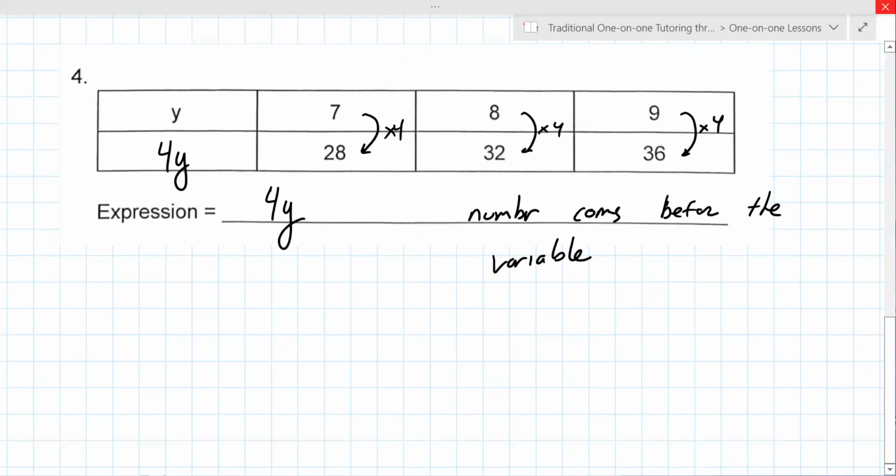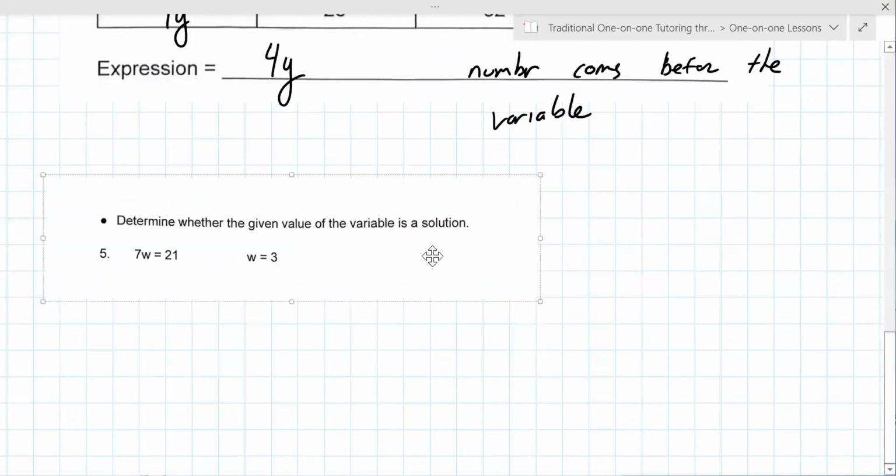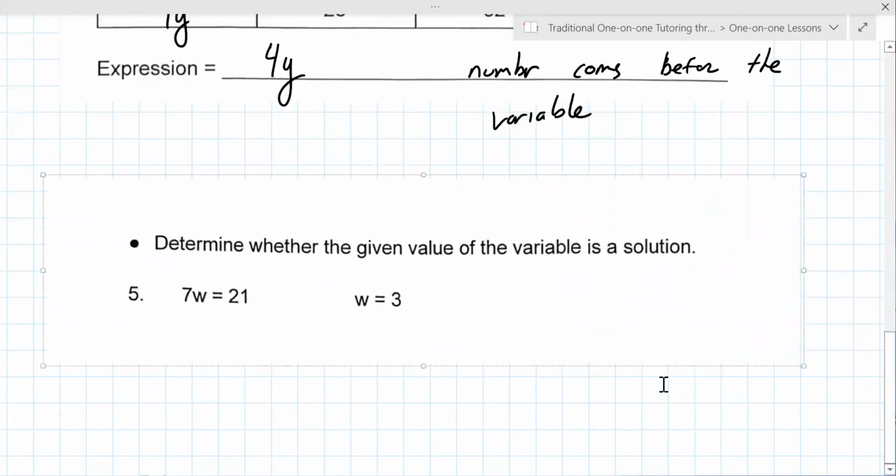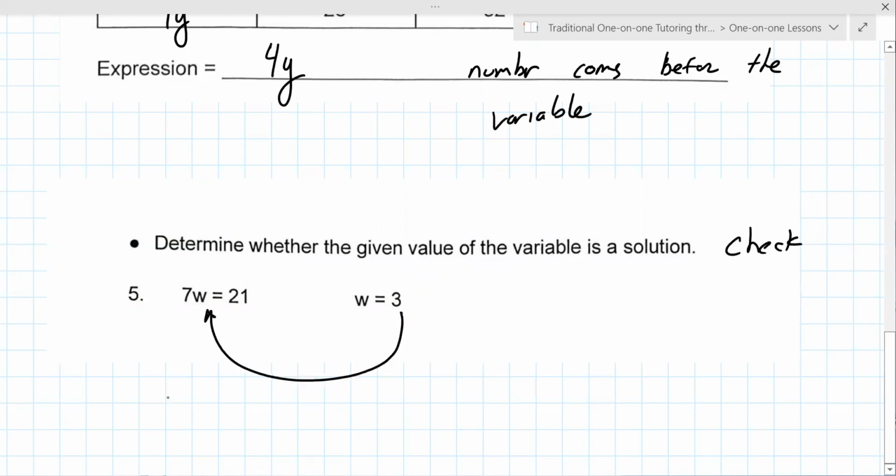Okay, 4 times. Oh, okay. All right. Okay, so let's move on to number 5 here. Okay. So number 5 says determine whether the given value of the variable is a solution. This really means check. You're going to take that number and plug it in for the variable. So 7 times 3 is 21.